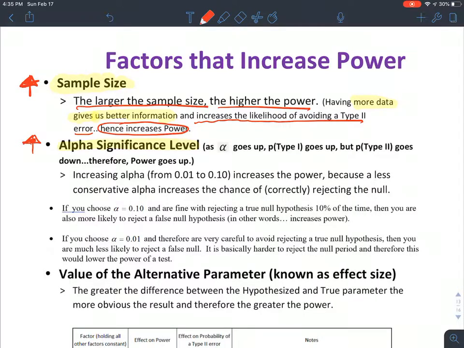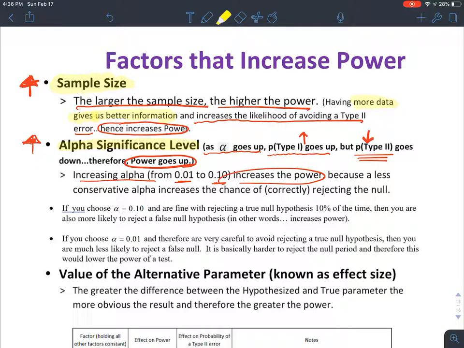The second thing that you could do to increase power is you could increase the significance level, okay, which is what alpha is, okay? Because as alpha goes up, that means the probability of a type 1 error goes up. If the probability of a type 1 error goes up, that causes the probability of a type 2 error to go down. And if the probability of your type 2 error is going down, that is making your power go up. That's what power is. It's avoiding a type 2 error. Okay? So if you were to increase your alpha level from 0.01 to 0.10, that would increase your power. Okay? So the trade-off is, it also is increasing the odds of you making a type 1 error, but it's decreasing the odds of a type 2 error.